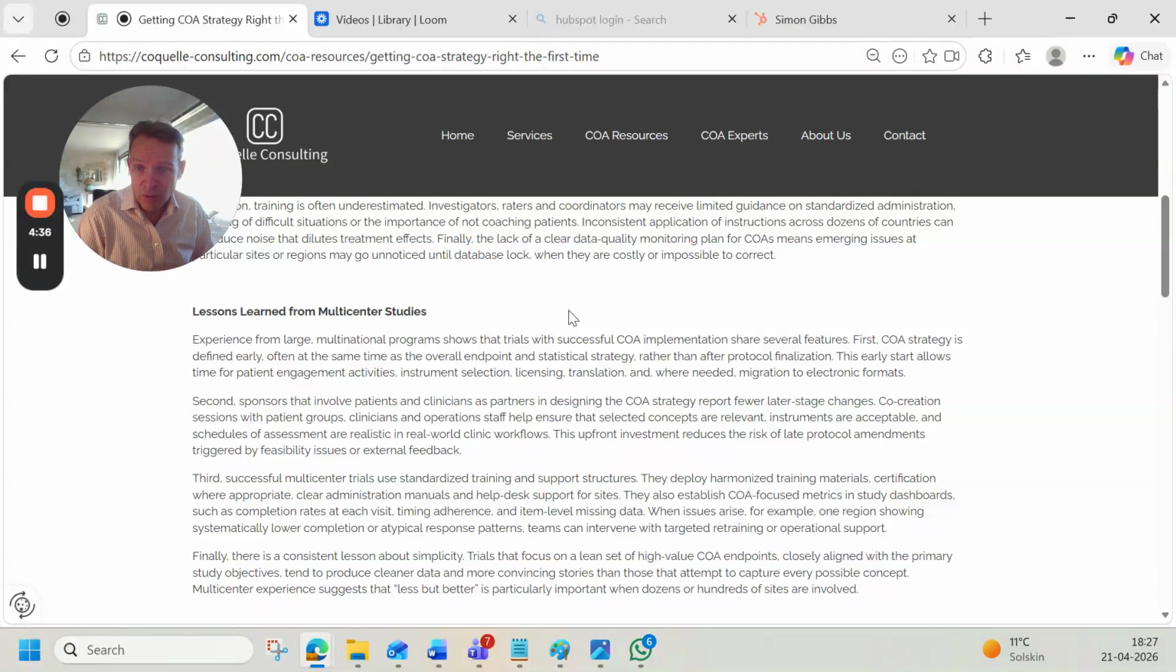Second, sponsors that involve patients and clinicians as partners in designing the COA strategy report fewer later-stage changes. Co-creation sessions with patient groups, clinicians, and operations staff help ensure that the selected concepts are relevant, instruments are acceptable, and schedules of assessments are realistic in real-world clinical workflows. This upfront investment reduces the risk of late protocol amendments triggered by feasibility issues or external feedback.